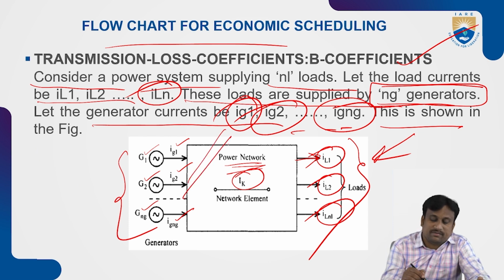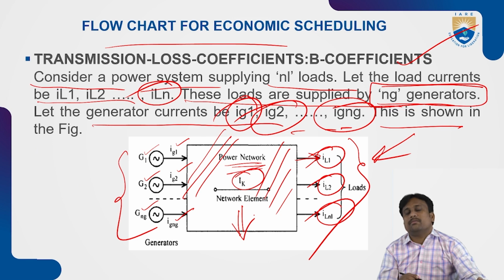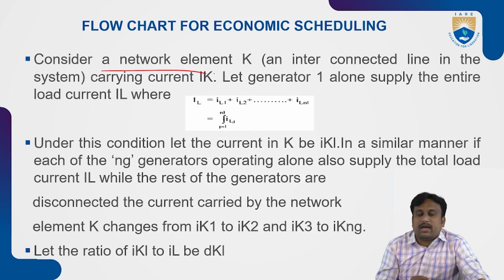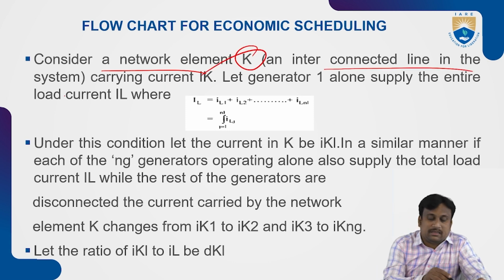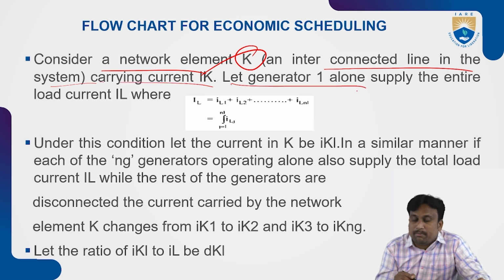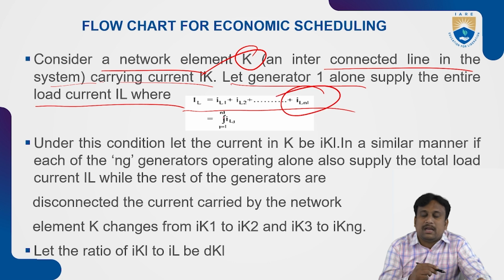Meanwhile, the process of execution of the power supply through the line is going to be handled here in the power system network. Now consider a network with the element called by the name K. So an interconnected line in the system carrying the current IK, let the generator 1 alone supply the entire load current IL, where IL equals IL1 plus IL2 plus so on up to ILN1, which is the sum over I equals 1 to NL of IL1.